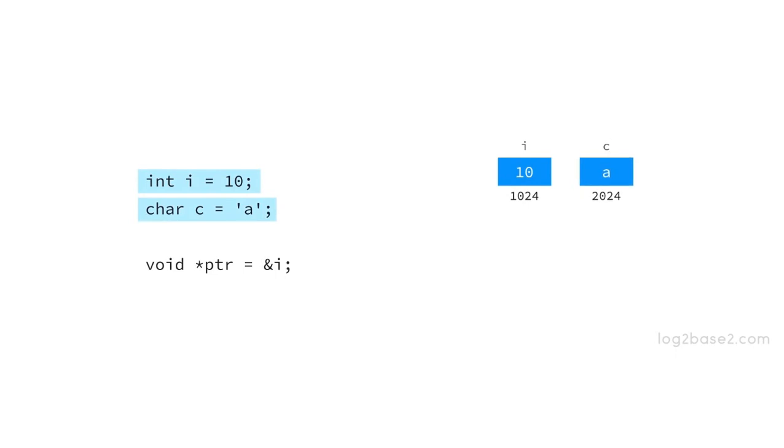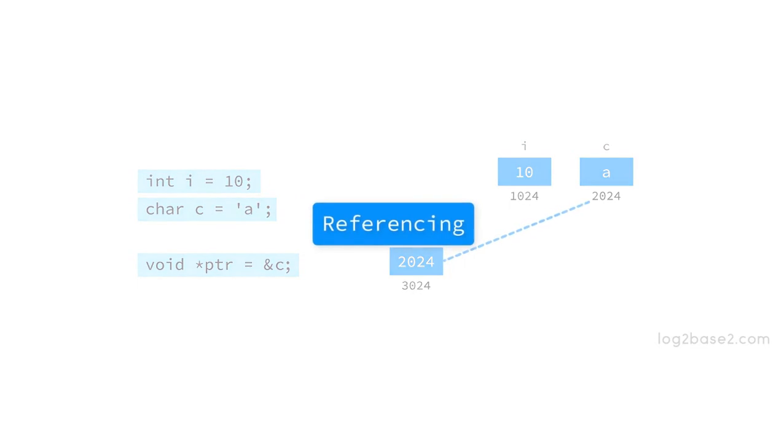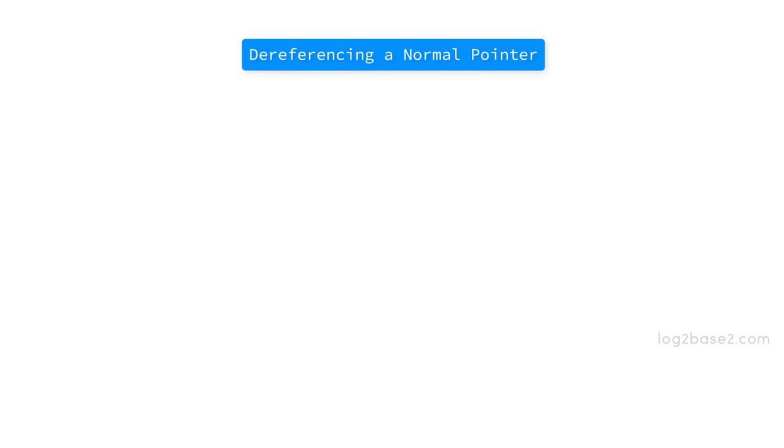Here we have void pointer ptr. It can point to integer variable i as well as character variable c. Assigning a variable address to a pointer is called referencing. Ampersand is the reference operator. So what is dereferencing? Dereferencing is directly accessing the value of the variable instead of its memory address. Star or asterisk is the dereferencing operator.